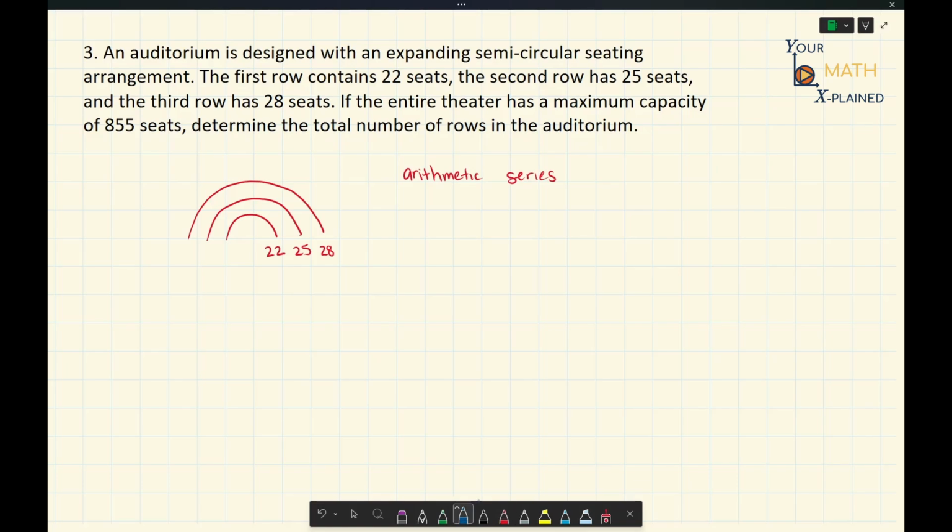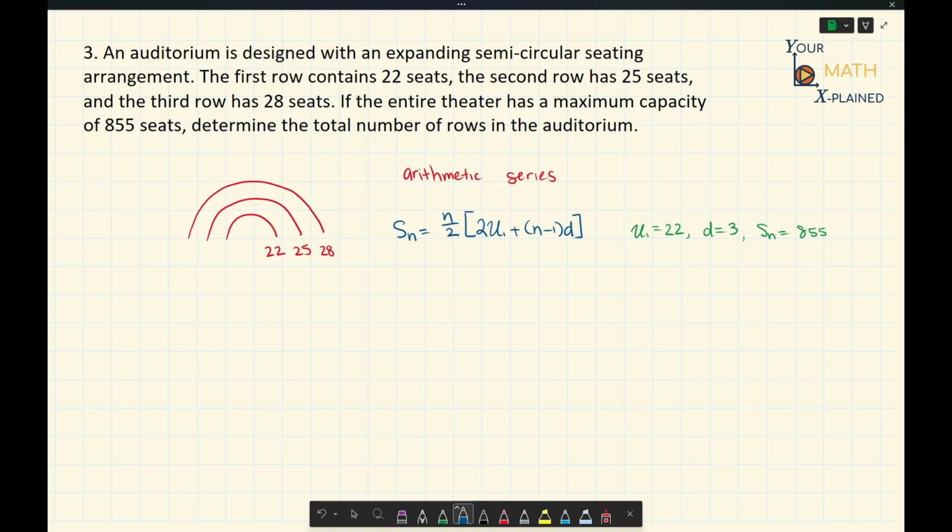Now we have two versions of that. The first one uses the first term and the last term. But since we don't have the last term here, we're going to be using the other version, which says s sub n is equal to n divided by 2 times 2 times u sub 1 plus n minus 1 times d. Now our values here are u sub 1 is equal to 22. We know that the common difference is 3. And we know that s sub n is equal to 855. And n is what we're trying to solve for.